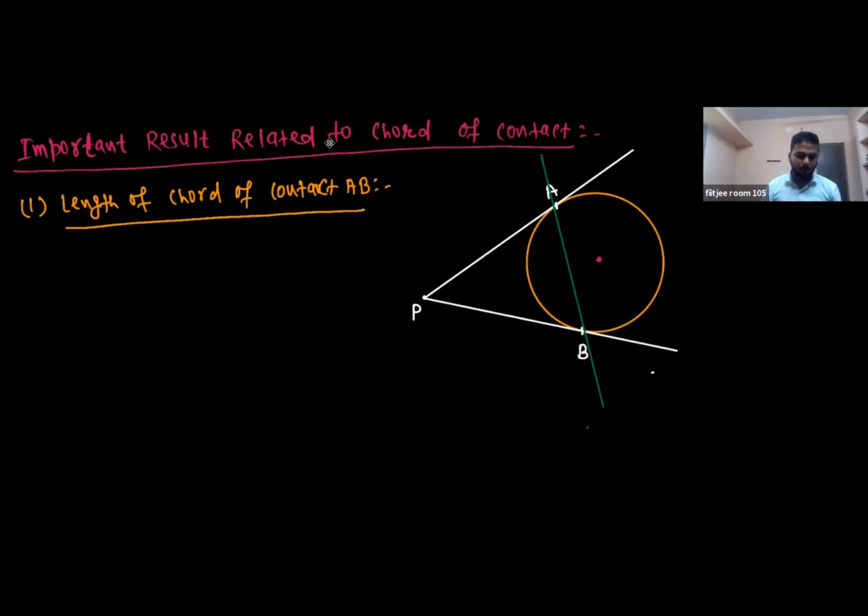Length of chord of contact AB. Okay, that is our first question. This is one, I can join it. So this is R. This is also R. This is R. This is R. Correct. This is A, point A.